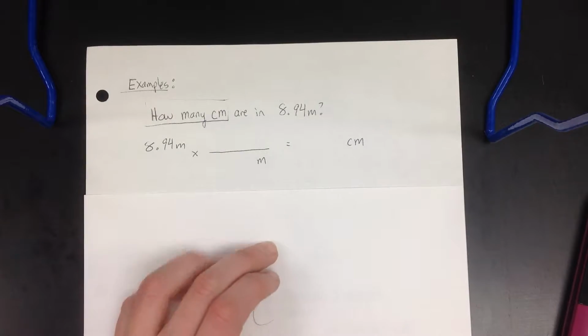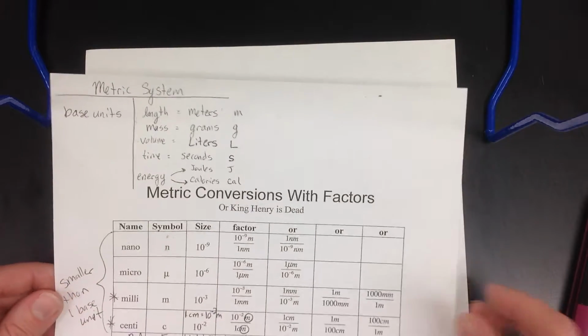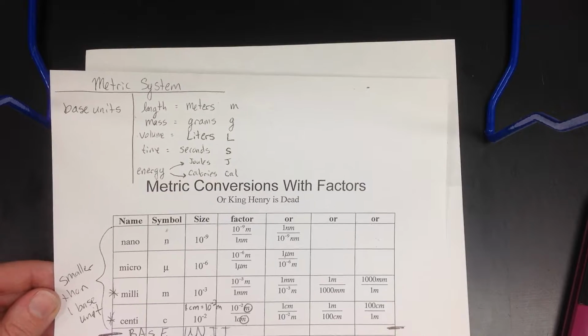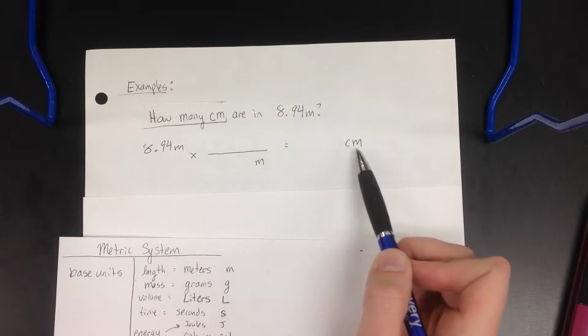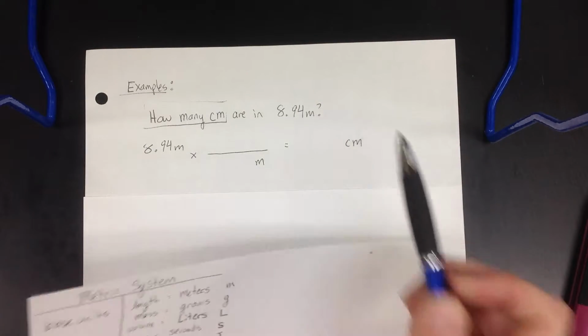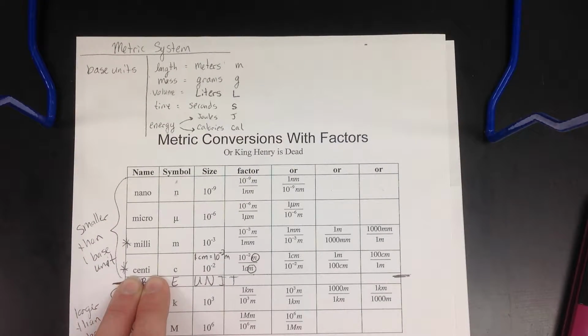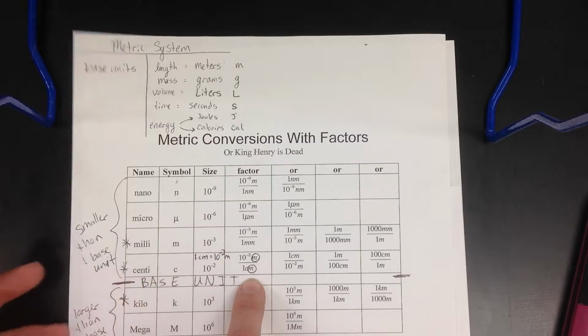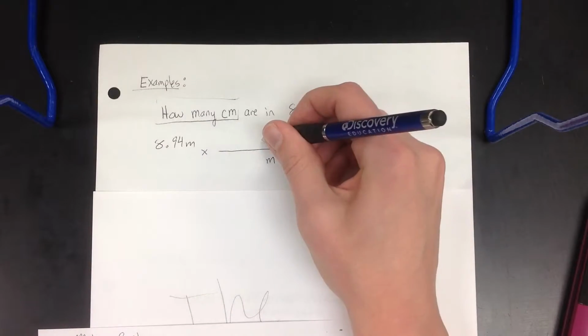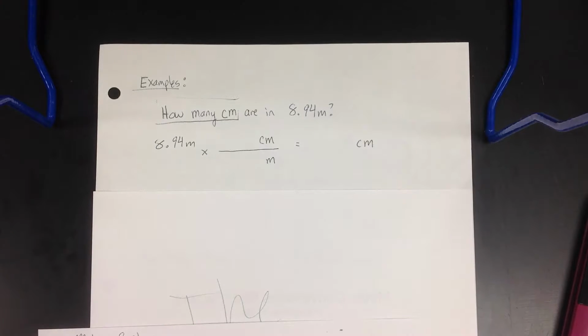Then I can look at my factors and ask, okay, do I have a factor that gets me from meters into centimeters directly? So let's see, if I look at my centi, I do have a relationship from my centimeters into my base unit, which is meters, so I have that direct comparison. I can put centimeters right here on top.